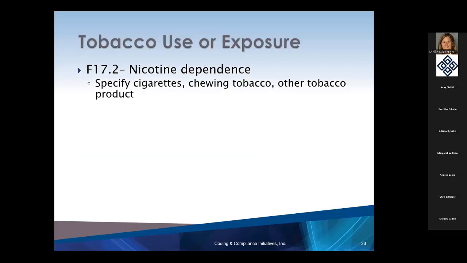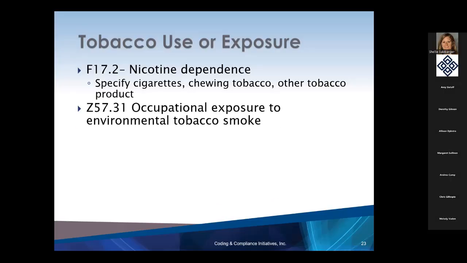So all my F17 codes identify some kind of nicotine dependence. F17.210 identifies a nicotine dependence related to cigarettes. F17.220 identifies a nicotine dependence for chewing tobacco. F17.290 identifies a nicotine dependence for other tobacco products.